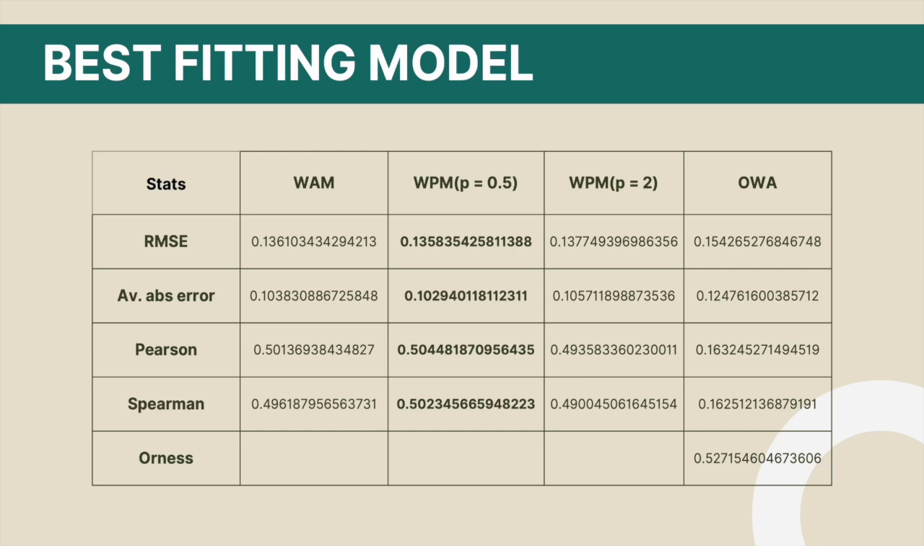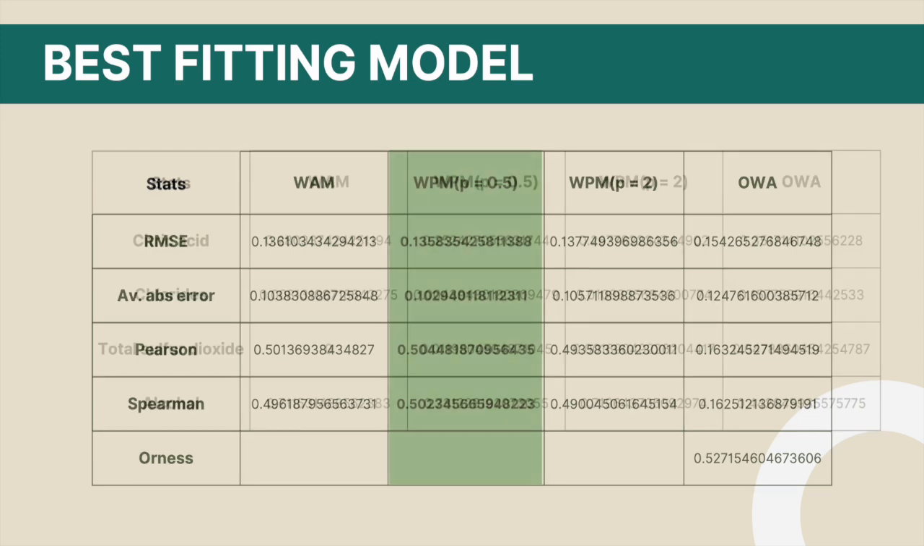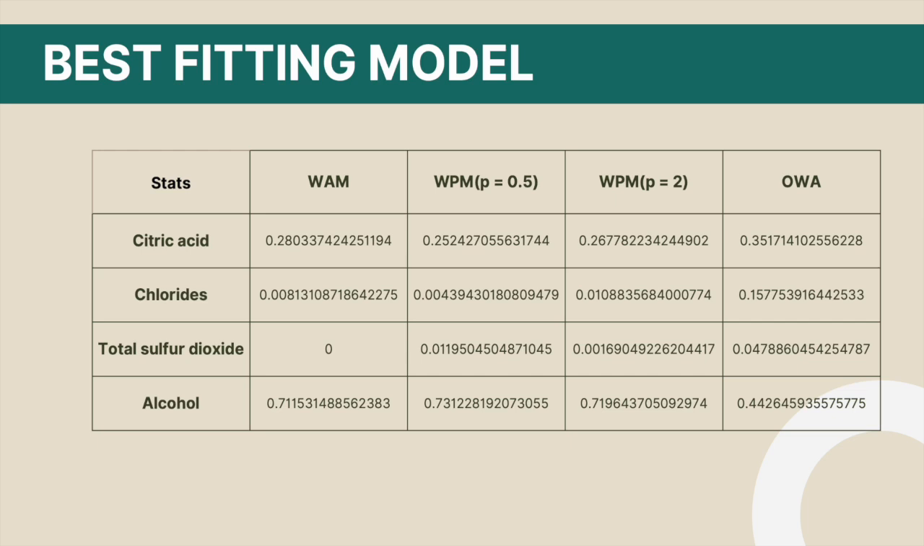Now next we're going to look at the best fitting model. We explore several aggregation functions to predict wine quality. Based on RMSE, the power mean with p equal to 0.5 is the best fitting model because it has the lowest RMSE. And this is the weight of each variable. As you can see, alcohol has a strong influence on quality.